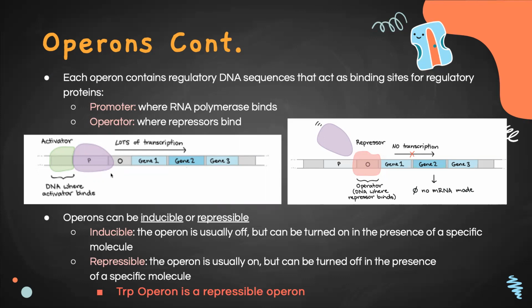So operons can be inducible or repressible. Inducible means that the operon is usually off, but it can be turned on. And then repressible is usually on, but the opposite, it can be turned off. So the trp operon is repressible because usually it is on, but when the repressor is bound and there's a lot of trp around in the cell, it will bind to the operator and then that turns the operon off.